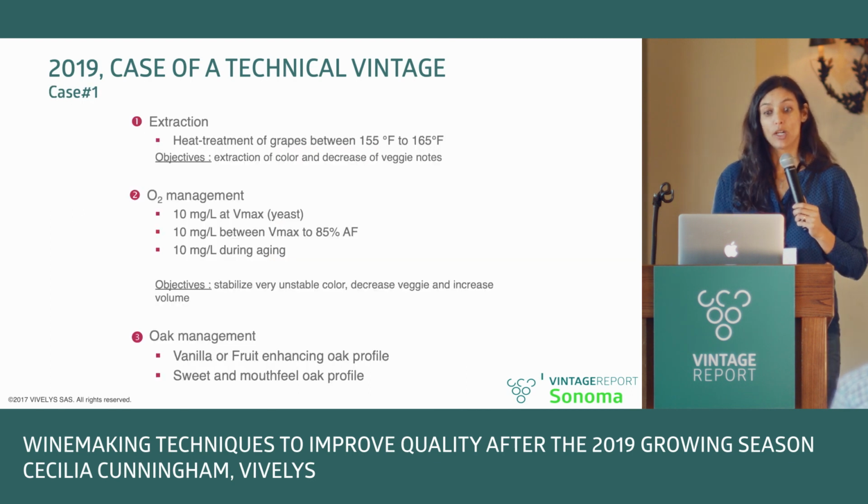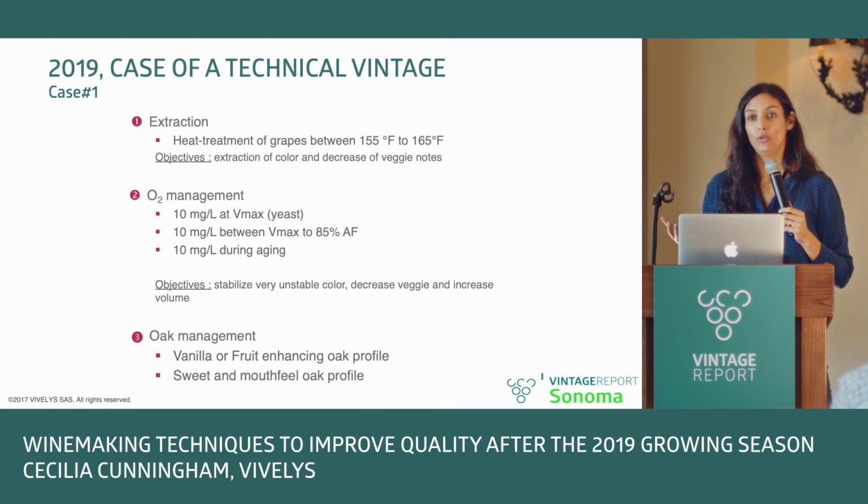So in that case, for extraction, we are suggesting to use heat treatments, of course, when it's possible. And always remembering that this color extraction is kind of unstable and it needs to be supplemented with oxygen. In terms of oak management, like I mentioned before, when we're harvesting something on the greener side, vanilla notes from oak are amazing tools to mask veggie notes, to mask pyrazines, so they can be used here together with other structuring types of oak and oak that can bring the viscosity a little up.